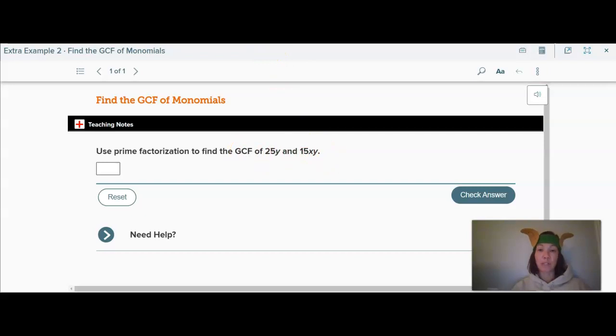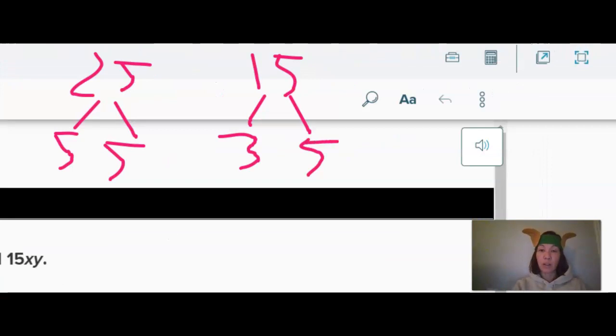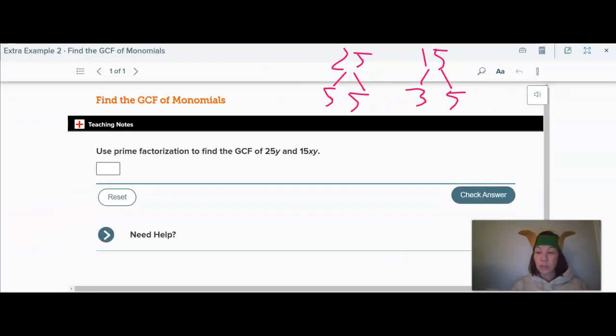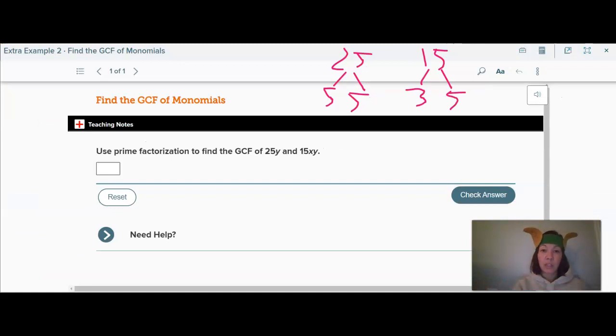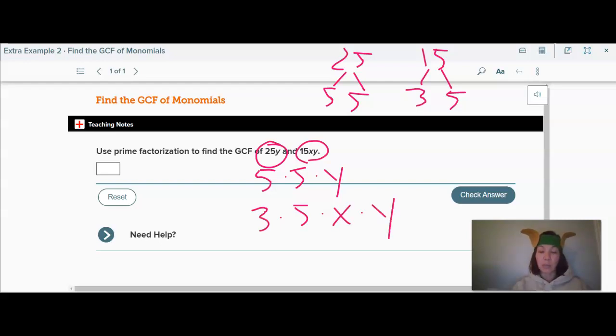So let's look at 25 and 15 first of all. 25 is 5 times 5. And these are both prime numbers. The only other factors of 5 are 1 and itself. 15, prime factorization is 3 times 5. And these are also prime factors. So 3 times 5, both prime factors, 5 times 5, both prime factors. Prime factorization of 25y is 5 times 5 times y. Prime factorization of 15xy is 3 times 5 times x times y.